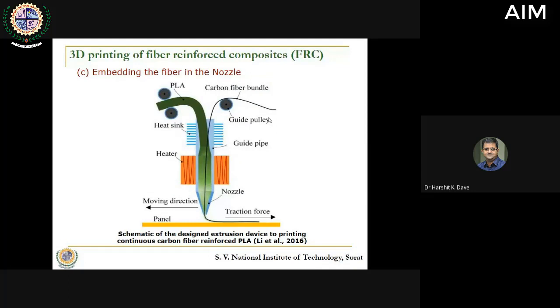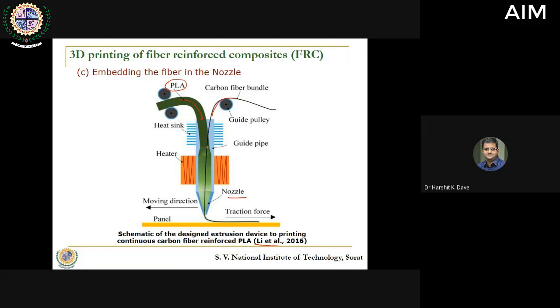The third strategy that we can think of is embedding the fiber in the nozzle. In this case, there is a single nozzle, as you can see, and a regular spool. This work is being reported by Lee and his team, and here they are using PLA as their polymer. The filament of PLA is passed into the nozzle, and on the other side there is a bundle of carbon fiber. So carbon fiber is also passed into the nozzle.